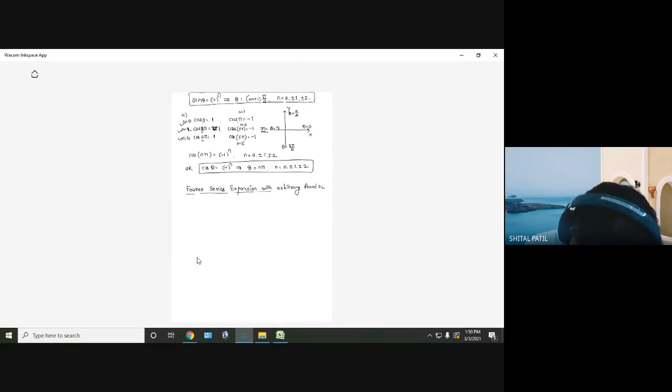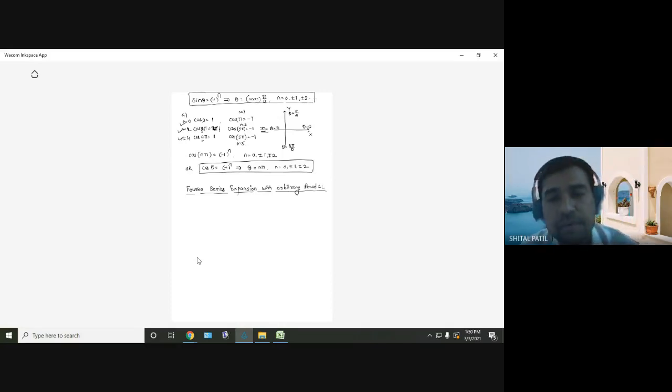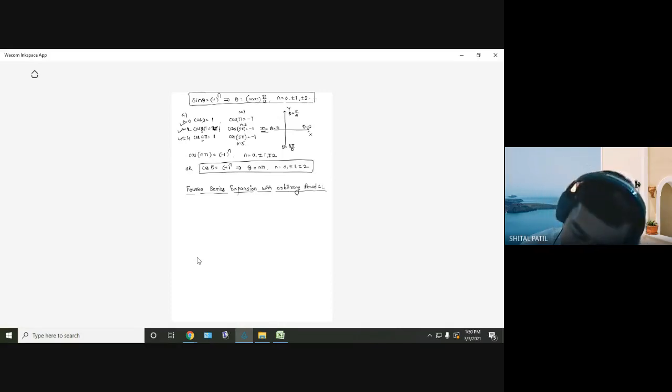चलो डेफिनेशन लिखते हैं, Fourier series expansion with arbitrary period 2l. ये 2l समझ में आया या नहीं समझते हो इसको? ये लिखा आपने, have you written the above formula?